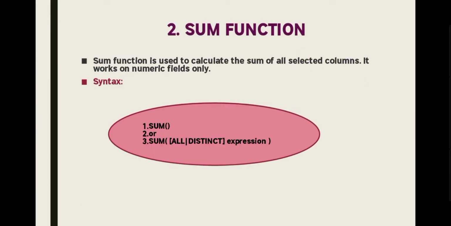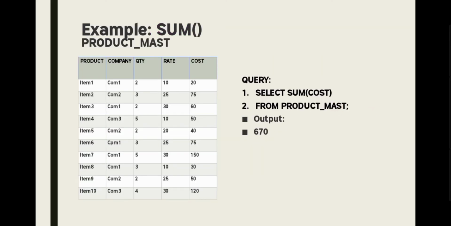And the second one is the sum function. Sum function is used to calculate the sum of all selected columns. It works on numeric fields only. The syntax is SUM(ALL/DISTINCT expression). The same table in the example: the query is SELECT SUM(cost) FROM the table name. There is the sum of cost. The cost is 670. That is the output.